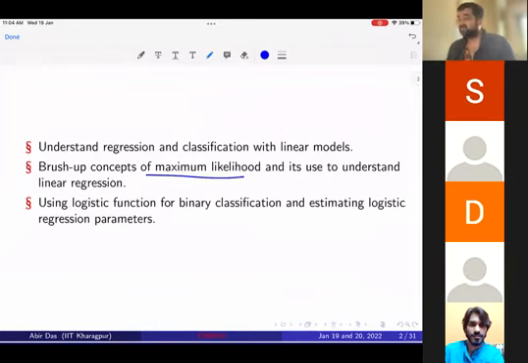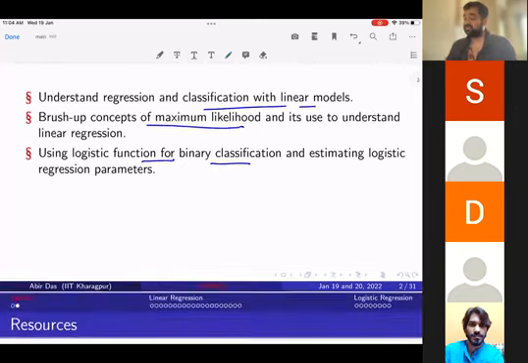And regression and classification with linear models, that you must have done in machine learning, which was a prerequisite for this. We will just quickly go through it. Same goes for the logistic function for binary classification. So without any further ado, let us dive into it.